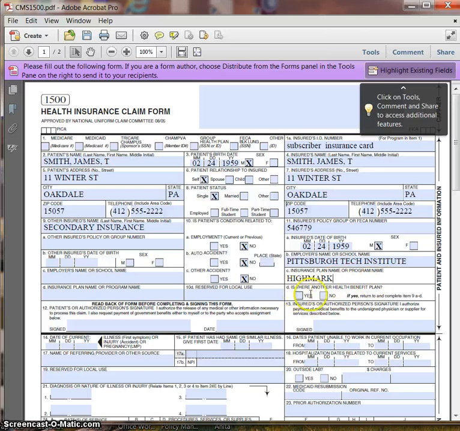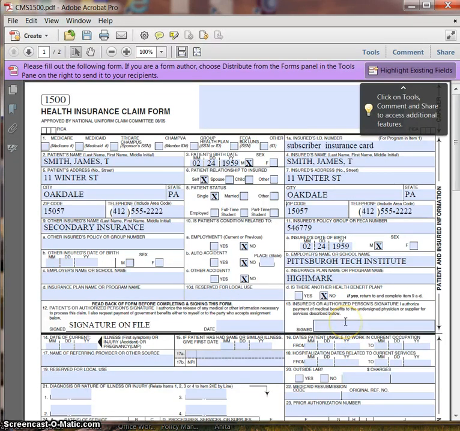Now, D is for if they have another health benefit plan. If we would have put an insurance company in number 9, if we had information with regard to a secondary insurance, we would then put a yes here. But since we only have one insurance, we are going to put an X. And then number 12, this is for authorization to release any medical information to process this claim. So your patient would have to have signed this paper, or you have what's called a signature on file.